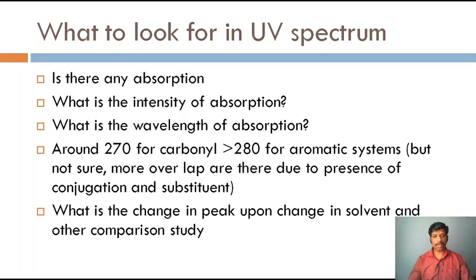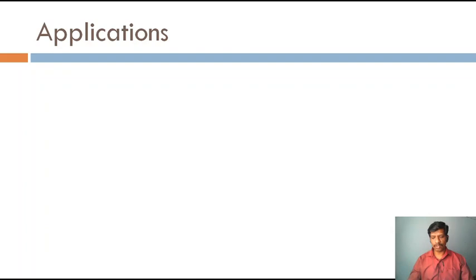And you can study what is the change in peak upon changing the solvent, and you can make comparison studies using UV. That is also possible. So far as structure is concerned, it is very little important. But you know, UV is used in almost every institution. Almost every research institute, the pharmaceutical industry and many other industries have UV visible spectrometers. When it gives no concrete idea about the structure of a molecule, why are they using it?